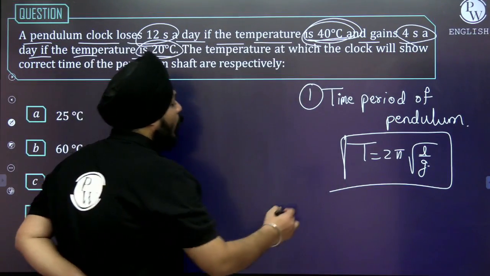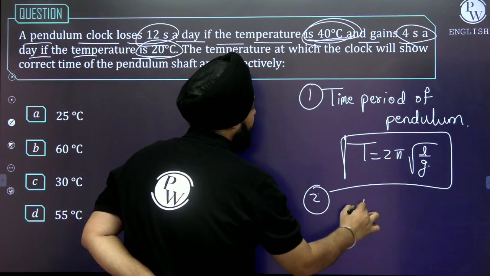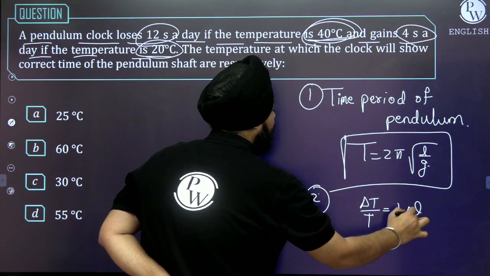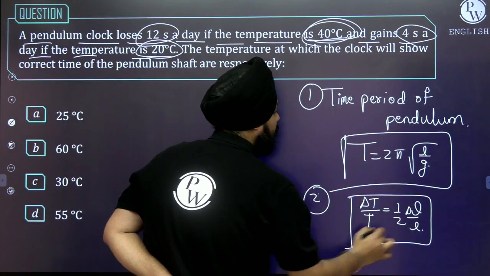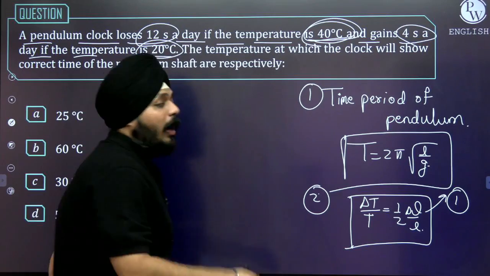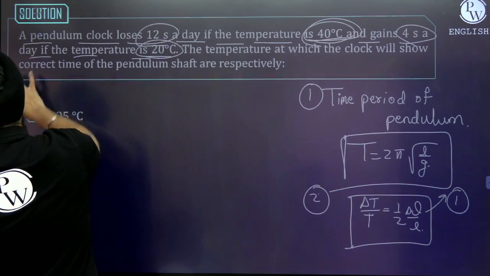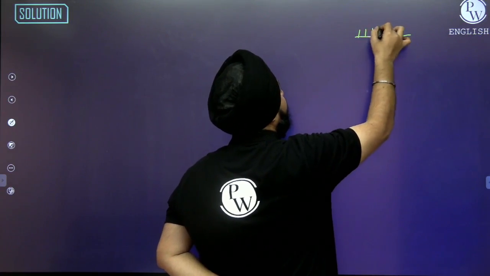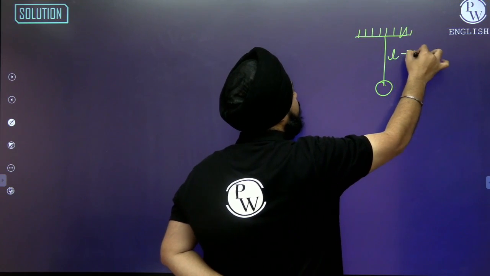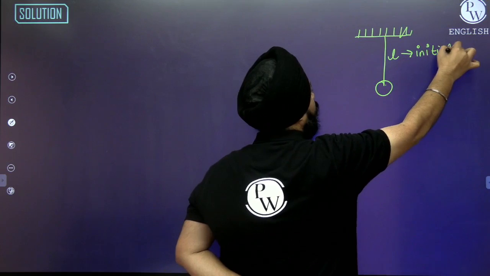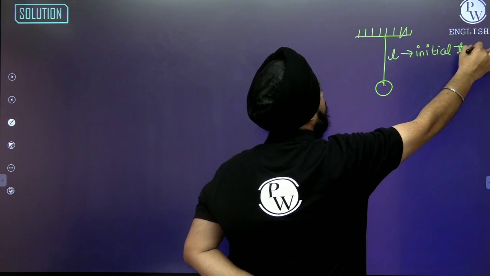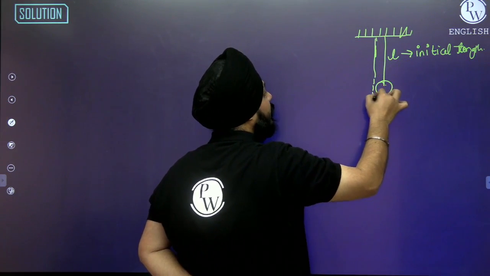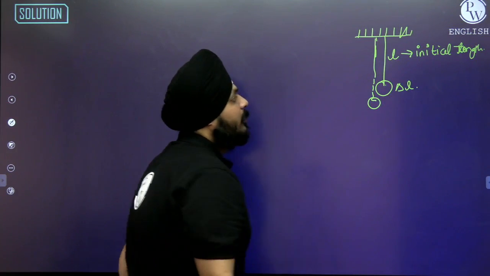In this case, can I write it as delta T by T is equal to half delta L by L, equation number 1. Now, let us move on to the further solution. Suppose this is the pendulum, and that is having the bob connected. This is the initial length. Now, suppose the temperature is increasing, so the length of the pendulum is increasing a bit. This will be the delta L.